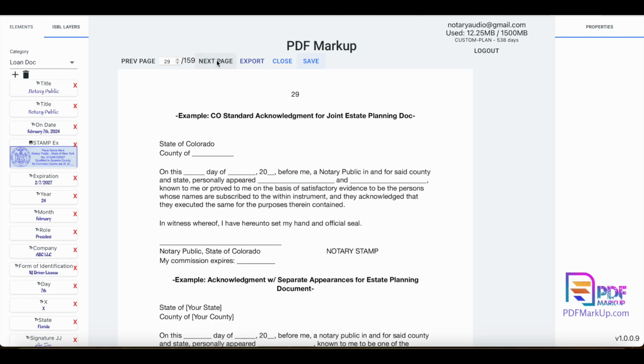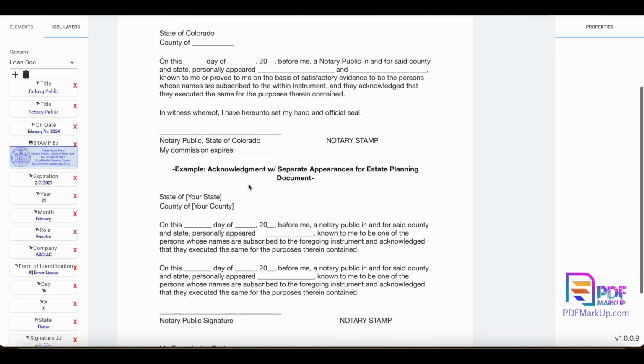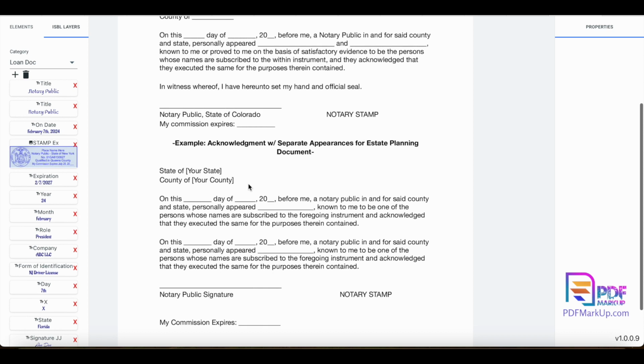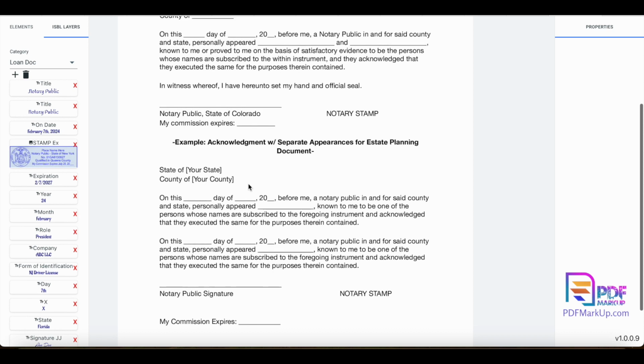So let's go over page 29. Page 29 is a standard acknowledgement for joint estate planning in Colorado. And it's similar to the rest of them that we did, so we're not going to go over this. However, let's go over this one here.